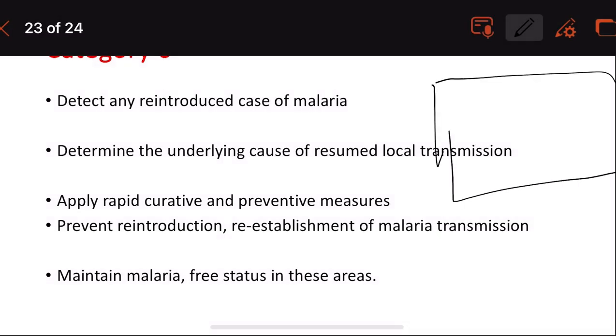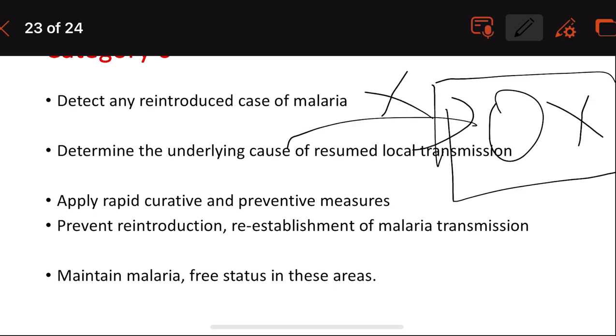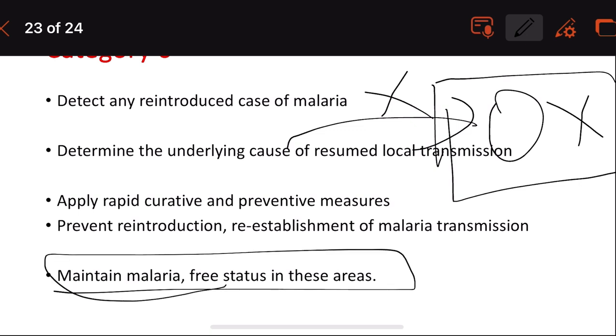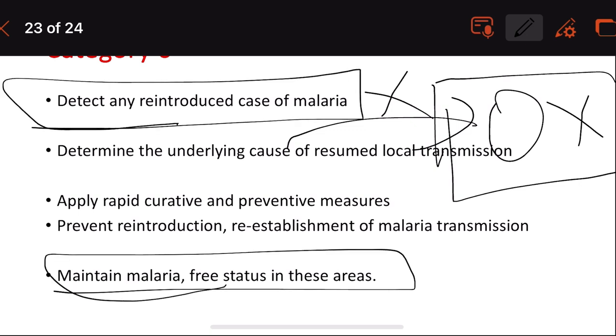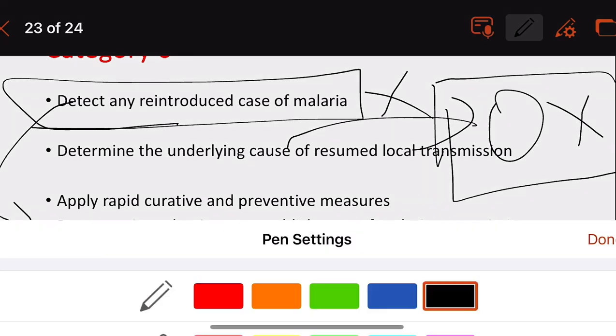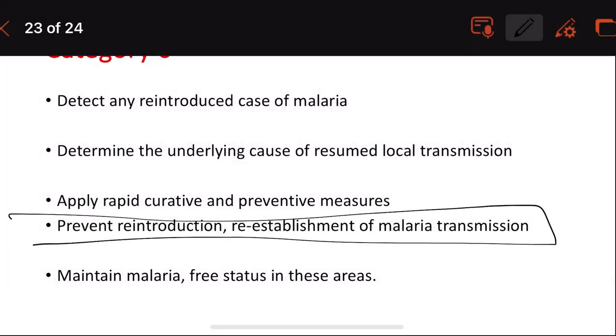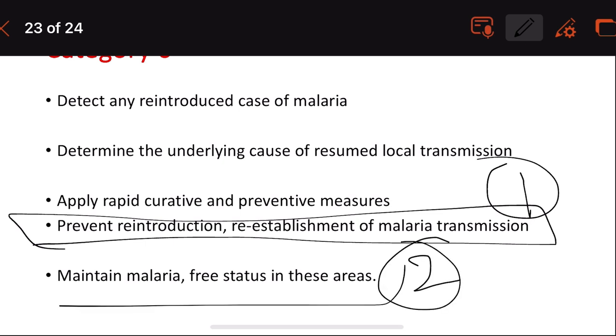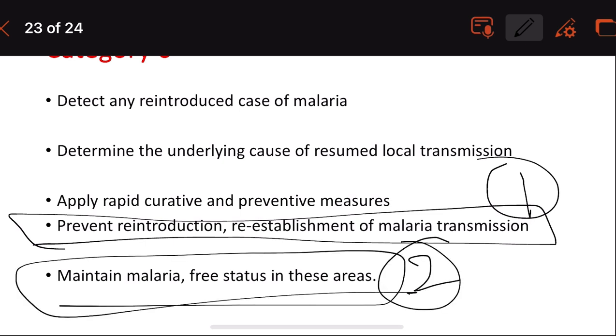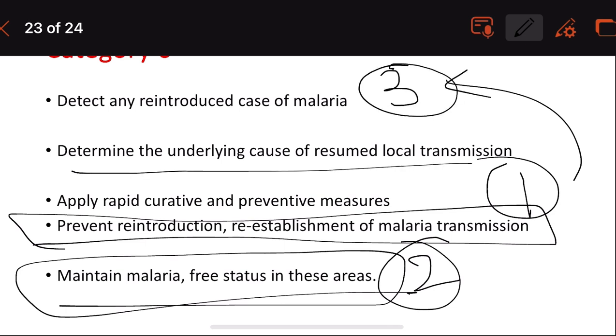Very simple. Category 0, guys. Category 0, no cases are there. So make sure there is no reintroduction. Maintain the malaria free status. Detect any reintroduction. Prevent first. Okay, let us keep it like this. We will first prevent the reintroduction and maintain this malaria free status in the area. If in case an introduction occurs, we need to detect it and find out the underlying cause of the resumed transmission, and lastly provide a cure and preventive measures have to be done.